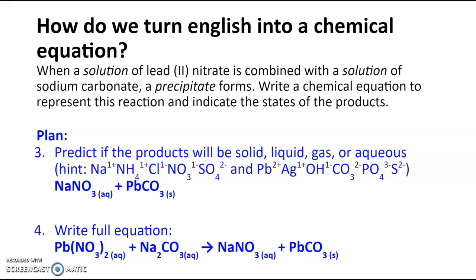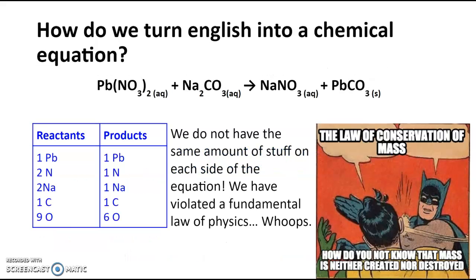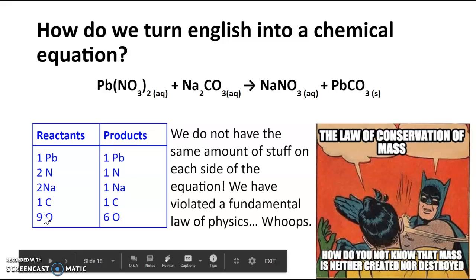But we're actually not quite done because we do not have the same amount of stuff on both sides of this equation, which means we've violated a fundamental law of physics. Whoops. We violated the law of conservation of mass, which says that mass can't be created or destroyed. It can just change forms. So if I take a little tally of my reactant side, what I have going into this, I have 1 lead, 2 nitrates, 2 sodiums, 1 carbon, and 9 oxygens.